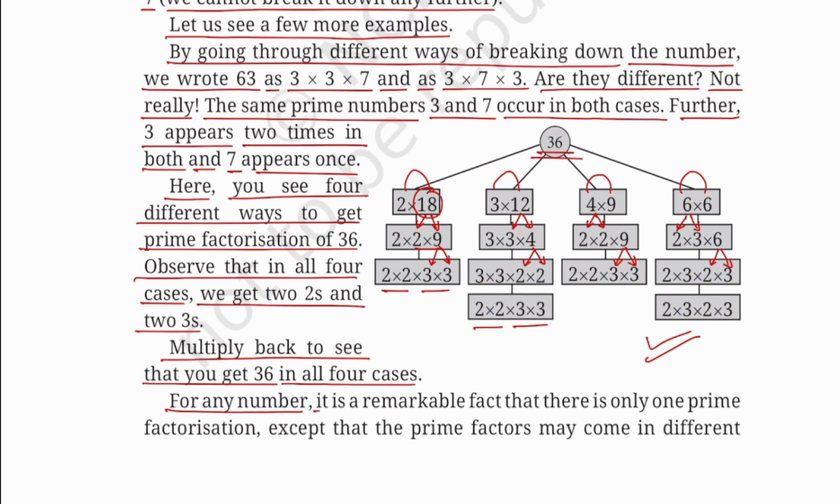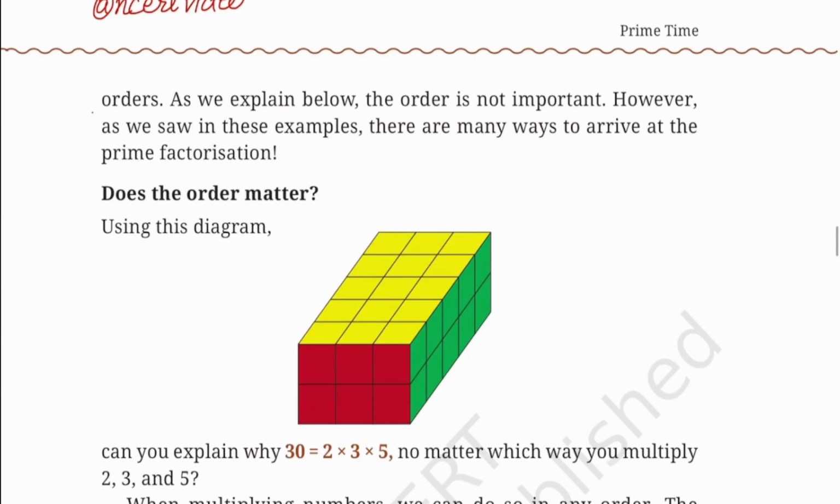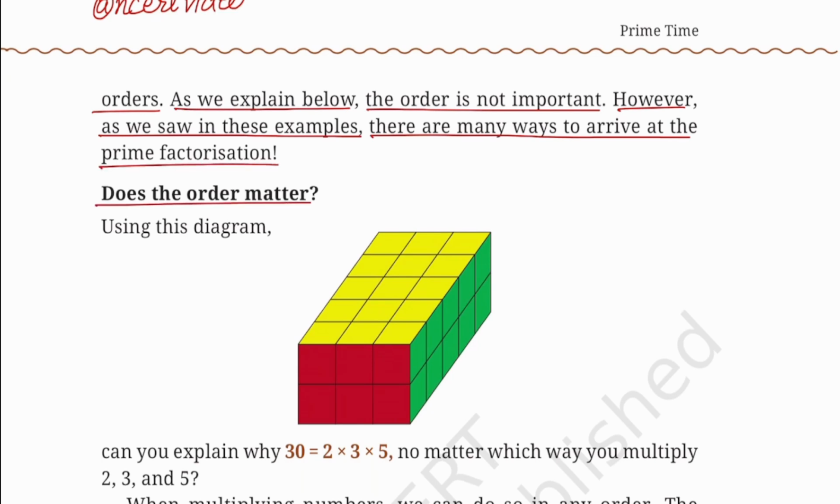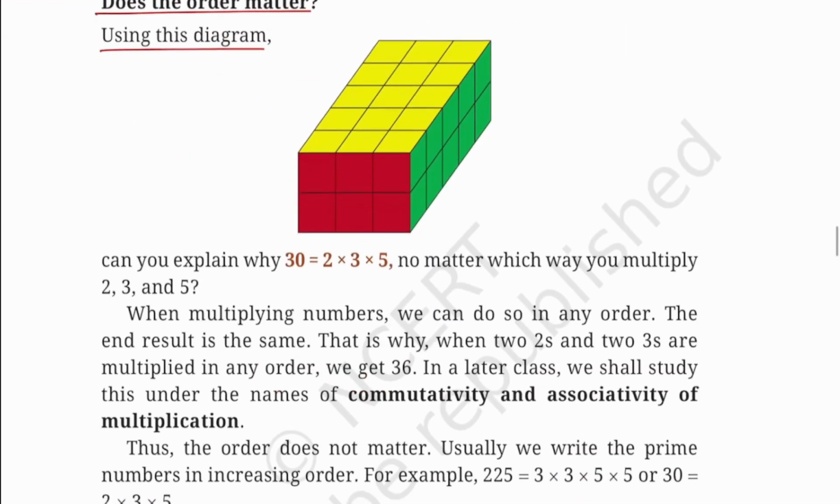For any number, it is a remarkable fact that there is only one prime factorization, except that prime factors may come in different orders. As we explain below, the order is not important. However, as we saw in these examples, there are many ways to arrive at the prime factorization. Does the order matter? Using this diagram, can you explain why 30 is equal to 2 into 3 into 5?